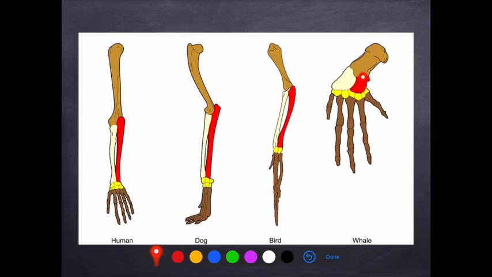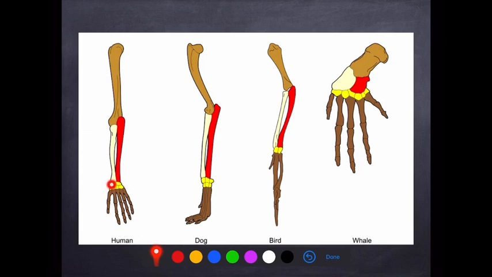The function of the arm for the whale is swimming. When you've got something that you're using as a paddle, you don't really want the bones moving too much. You want them to be shorter, you want them to be thicker so that they are stronger, so that they can push against the resistance of the water and propel you through the water.